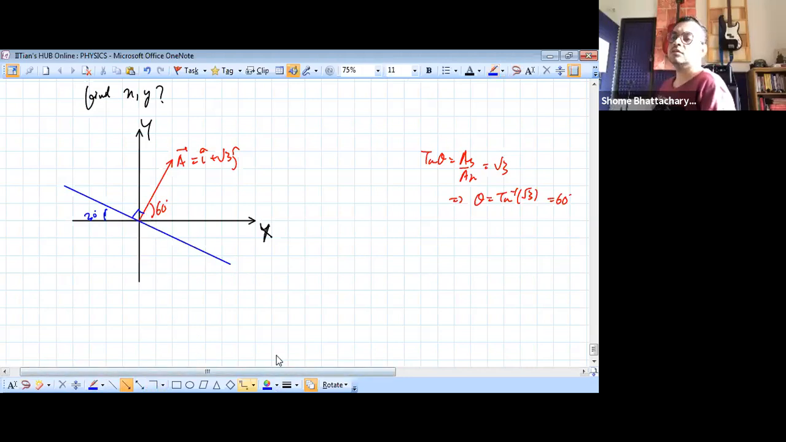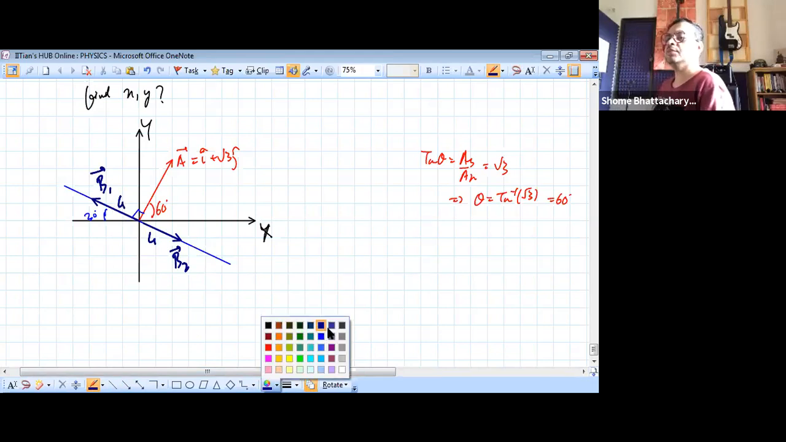So one option is that the vector could be like this. Another option is that the vector could be like this. So let's say I'm taking the two options as B1 and B2. But both the vectors are of magnitude 4.